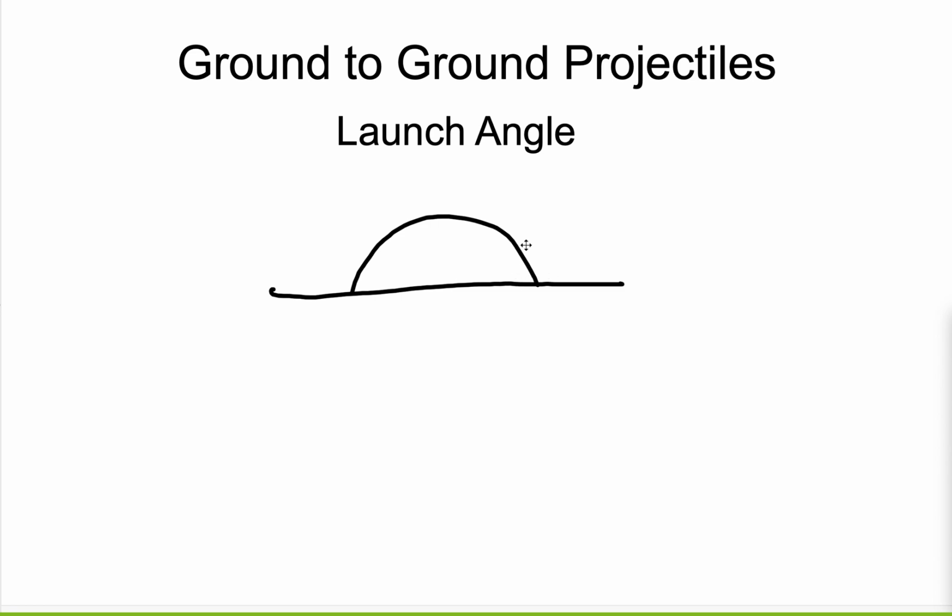Okay. So think about you throwing a ball to your friend. Think about a basketball pass. Or even it could be just you throwing a ball to a dog, right? Any of those things. So those would be examples of ground to ground projectiles, right?